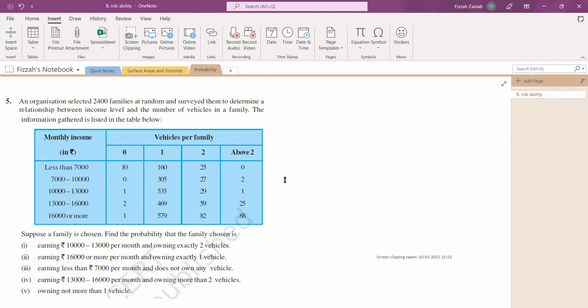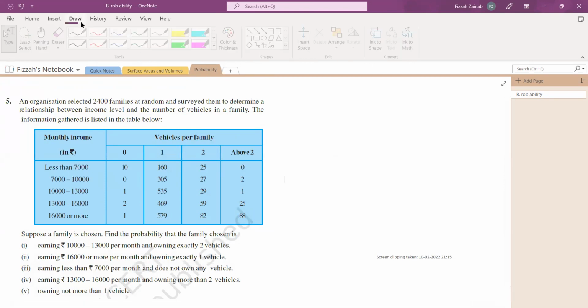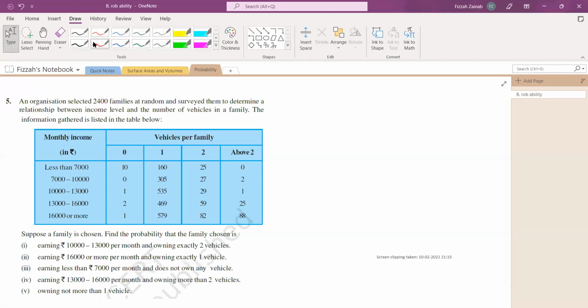Now try to understand this. An organization selected 2,400 families at random and surveyed them to determine the relationship between income level and the number of vehicles in a family. The information gathered is listed in the table below. Now, this is the monthly income of the family in rupees. So, less than 7,000 rupees, then 7,000 to 10,000, like that. And these are the vehicles per family.